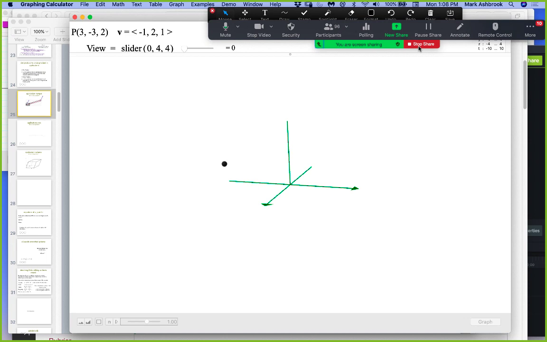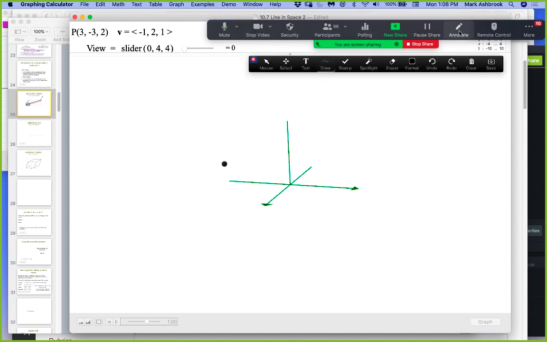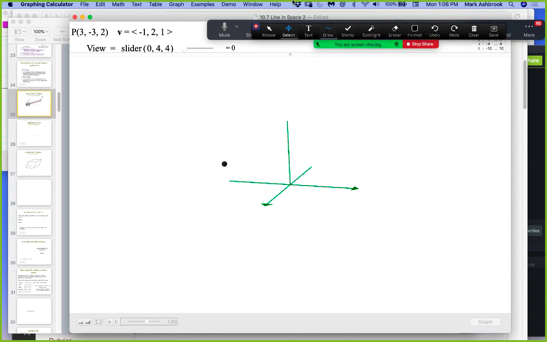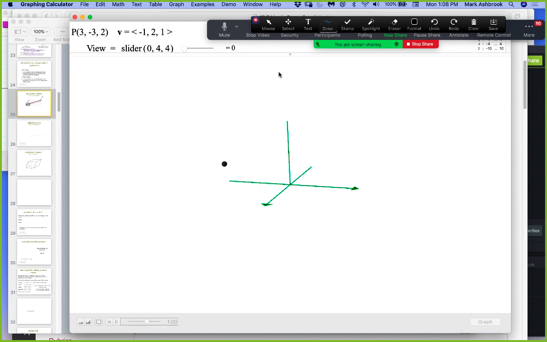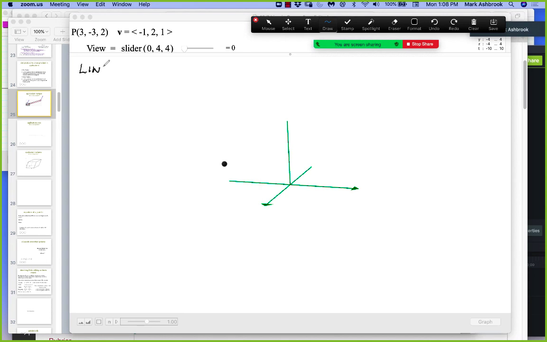Okay, so can you see this R3 with this point here? Yes. Awesome. All right, so I just had that where I wanted it, and then okay, so lines in space.